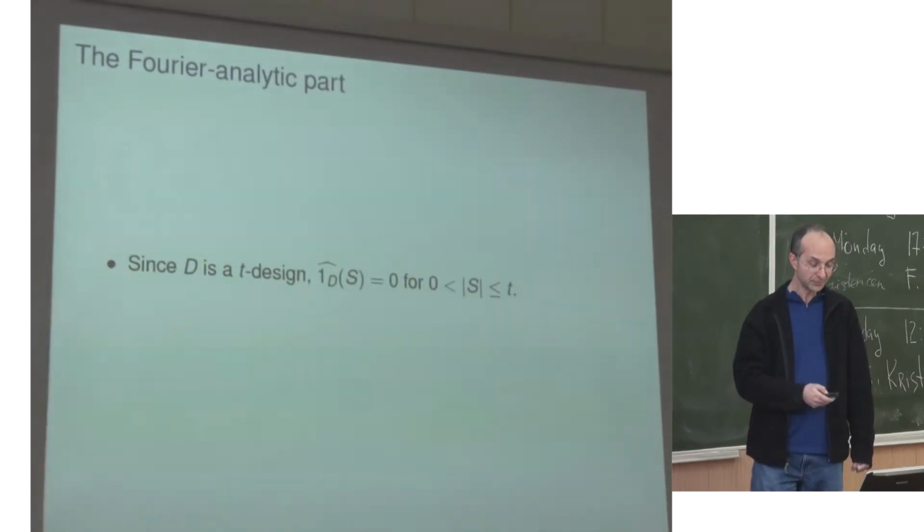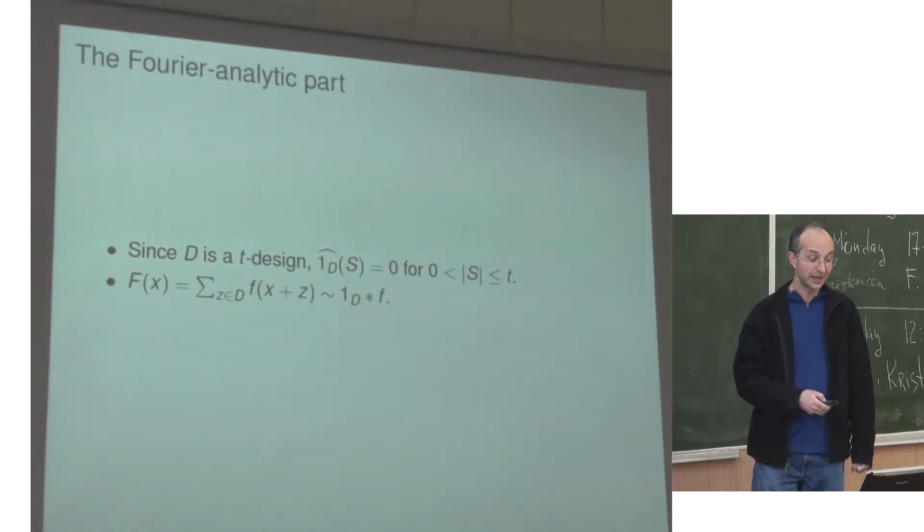Okay? And here is the Fourier-analytic part, which will be of similar degree of complexity. So as we have said, if you have a t-design, and we take the characteristic function of the subset, everything is finite, we take the Fourier transform, it vanishes on all the small characters, except the trivial character. And our function is proportional, by definition, to a convolution of this characteristic function 1 with set B with the function A.